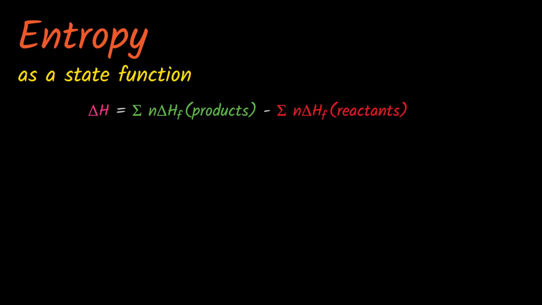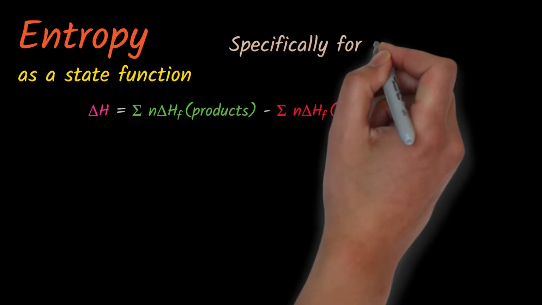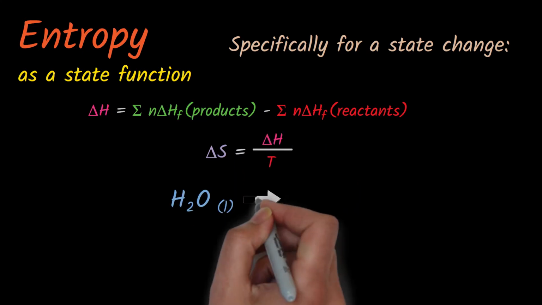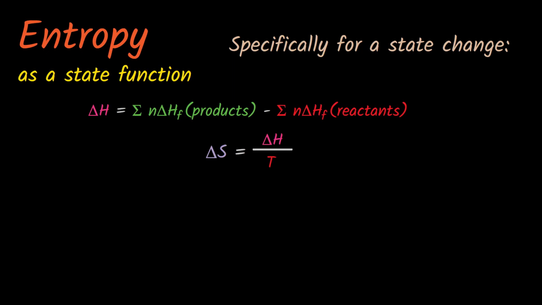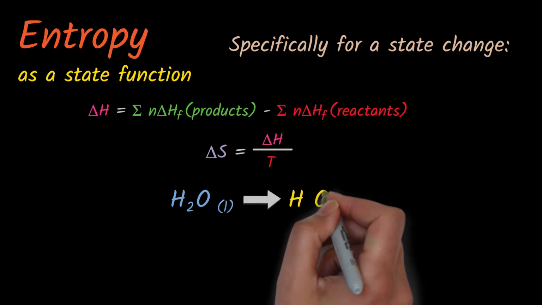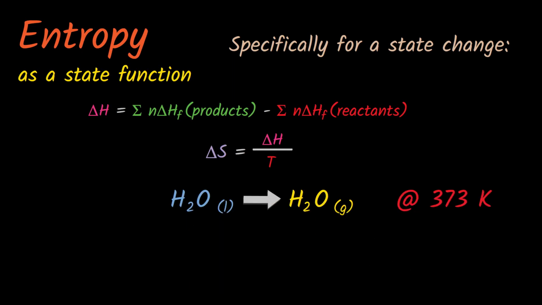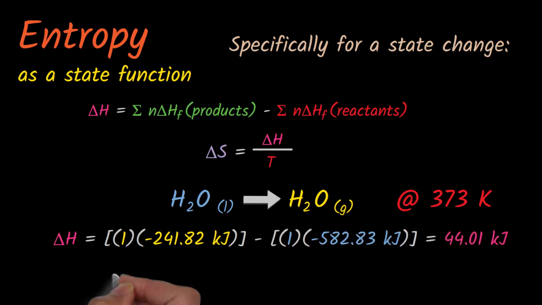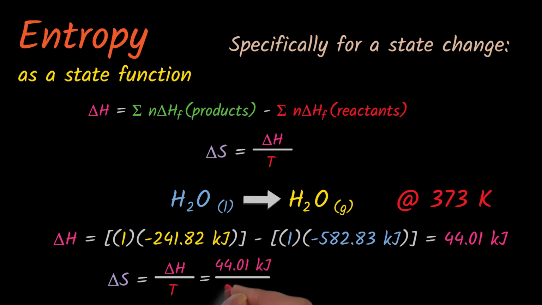Anytime we are calculating a state change, we can use our enthalpy value for a state change and the entropy equation for a reversible reaction. This is really the only situation we will be using this equation in. For our boiling water example, we can calculate the enthalpy using the heat of formation values. Then we divide that by the temperature in Kelvin, and we get 118 joules per Kelvin.